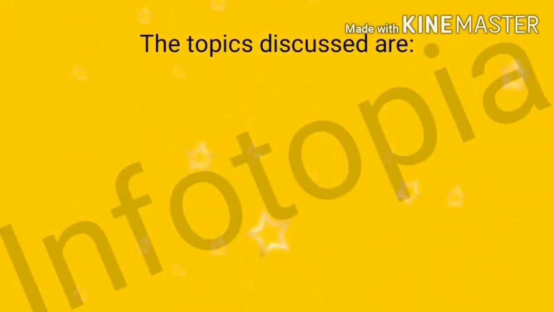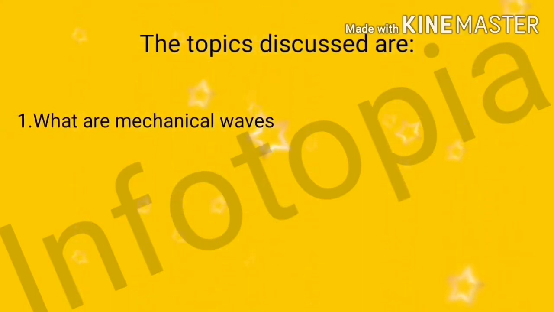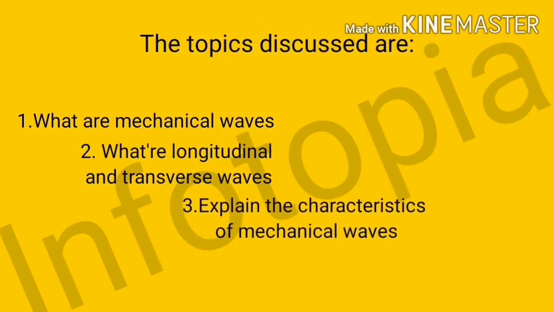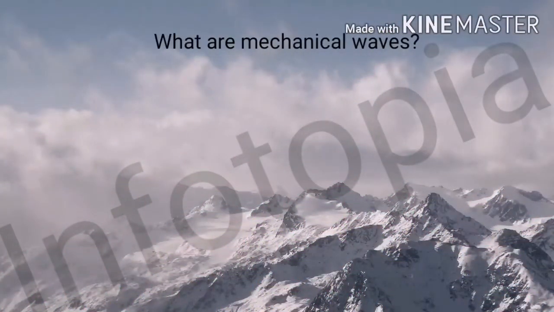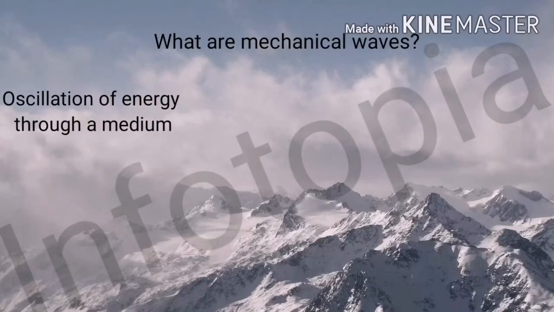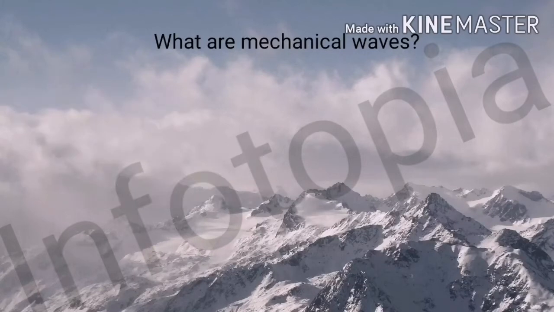In this video, we'll discuss what mechanical waves are, list some examples, explain what longitudinal and transverse waves are, and explain some characteristics of mechanical waves. What are mechanical waves? A mechanical wave is a propagation of energy through a medium. Some examples of mechanical waves include sound waves, electromagnetic waves, and seismic waves.